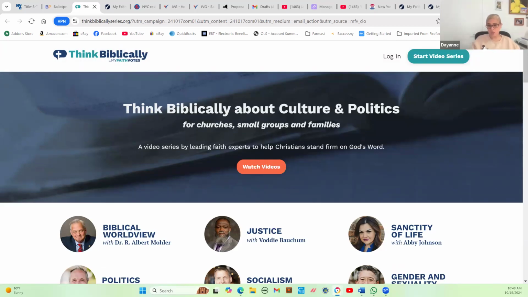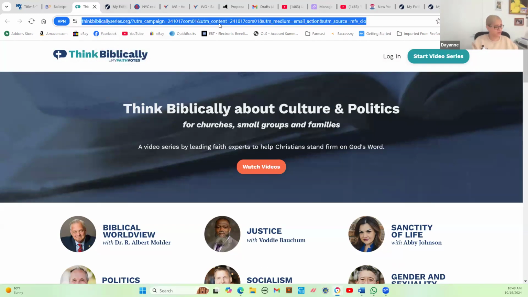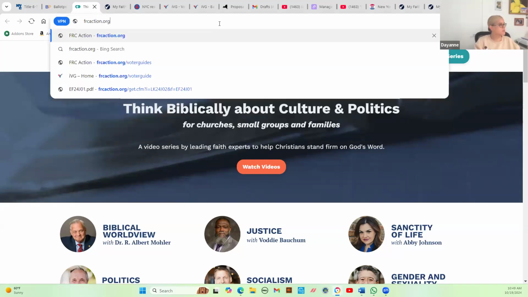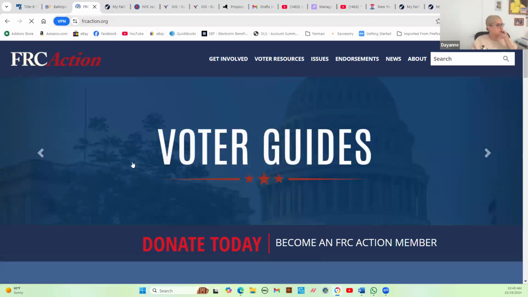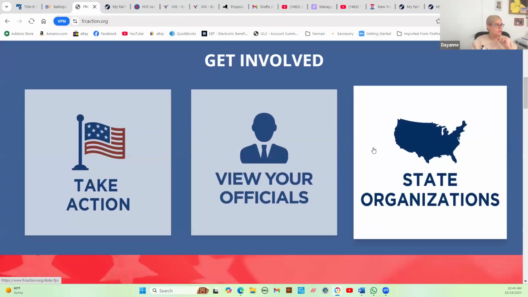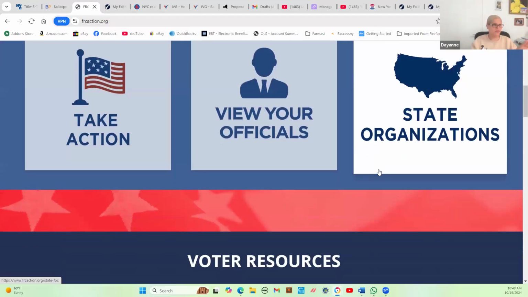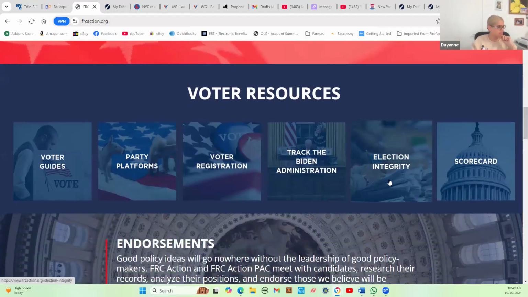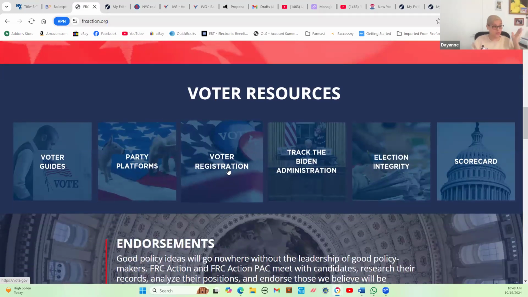So the last site I'm going to go to is FRC, which is Tony Perkins' site. Let's go in there. Another detailed site, very detailed. If you find the other sites to be confusing, then go to FRC. FRC has a lot of information. Party platforms, voter registration, it'll take you directly to where you need to go.